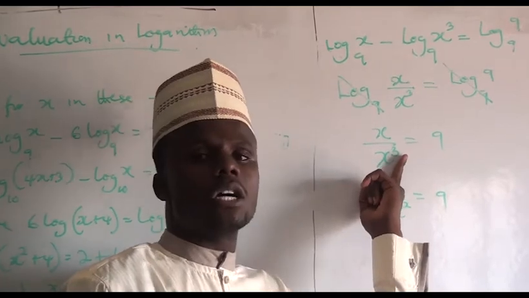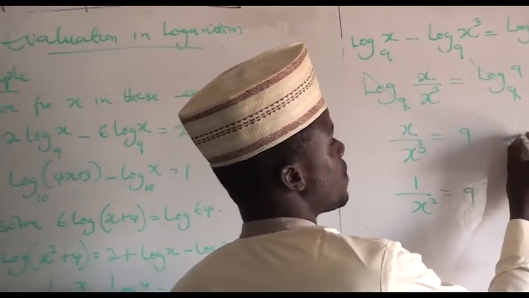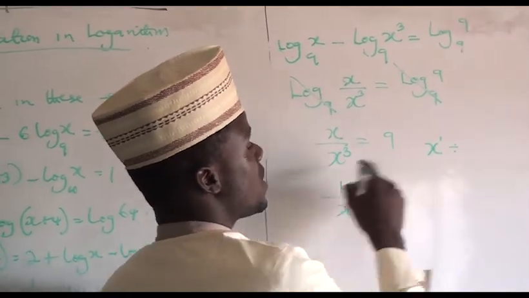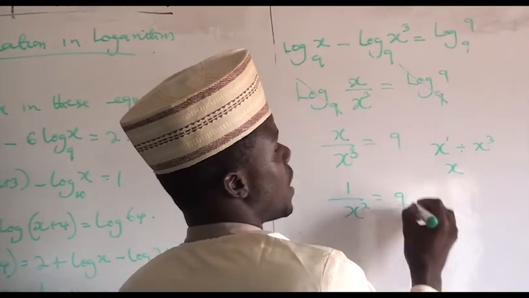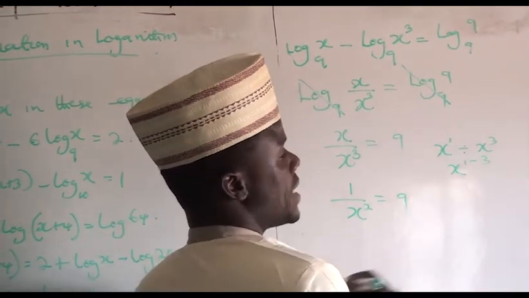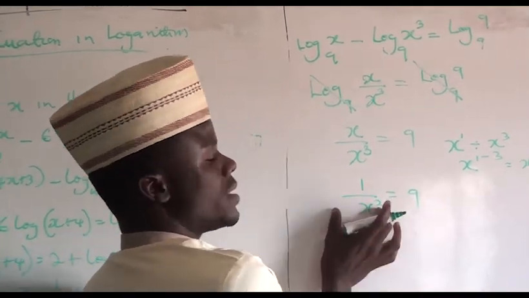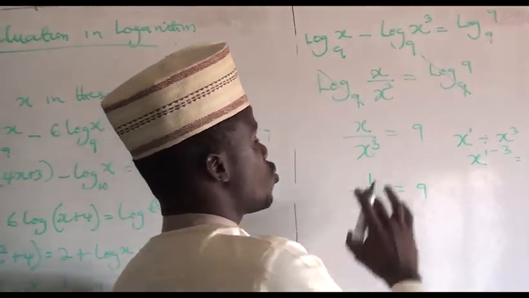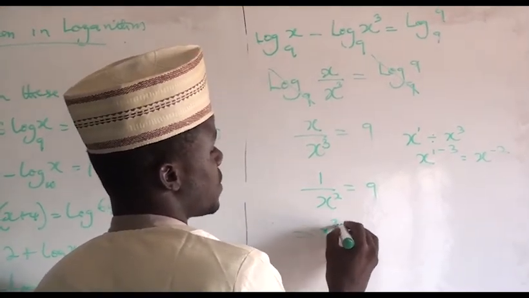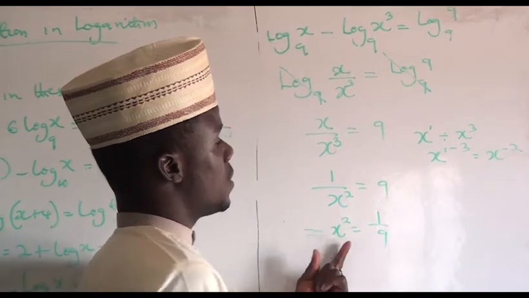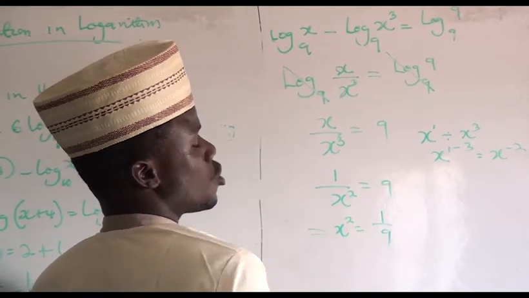Somebody will now say, how comes? Yes, here according to indices, look at it, this is x to the power of 1 divided by x to the power of 3, which is equals to x to the power of 1 minus 3, which is equals to x to the power of minus 2. And x to the power of minus 2 is the same thing as 1 all over x squared. So now we interchange, this is equals to x squared is going to be 1 over 9. Because when you cross multiply and you now divide, then x squared is equals to 1 over 9.